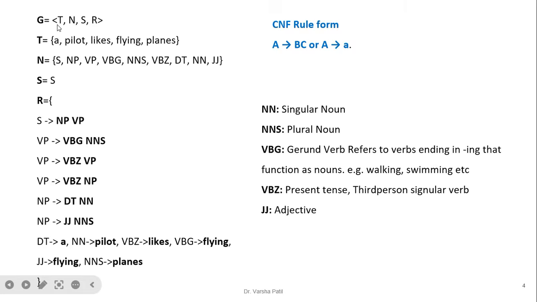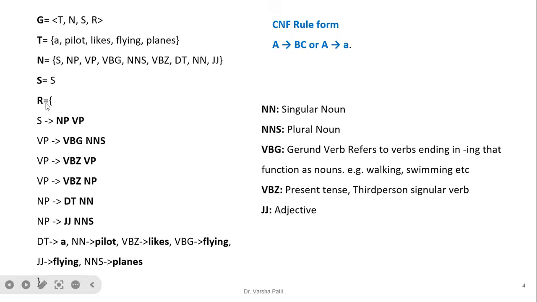This is a CFG, a context-free grammar, represented by T, N, S and R, where T is the terminal set, N is the non-terminal set, S is the start symbol, and R is the production rules. The terminals are a, pilot, likes, flying, planes. The non-terminals are S, NP, VP, VBG, NNS, VBZ, DT, NN, JJ. NN is a singular noun, NNS is a plural noun, VBG is a verb in gerund form, which generally ends in ing, like walking, swimming, running. VBZ is a present tense third person singular verb, and JJ is an adjective. The start symbol is S, with noun phrase and verb phrase.